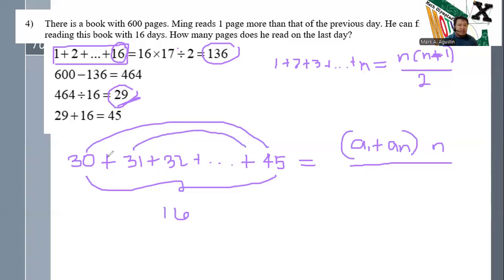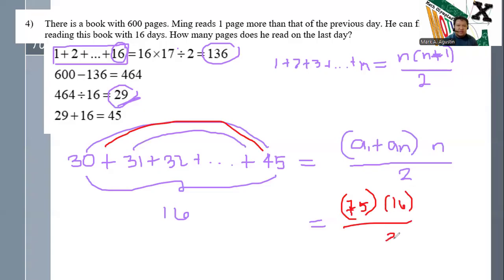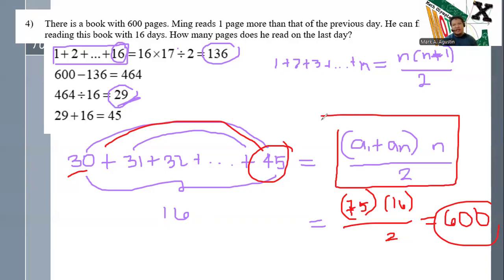So if you'll try to check, 31 plus 44, 30 plus 45 will give us over 2 for that one. So you'll be having a sum. 30 plus 45, that will become 75. Okay, 31 and 44, that's another 75, times 16 divided by 2. If you multiply that one, it will give us 600 pages. So it's correct. So meaning on the first day we'll have 30, on the last day is 45 pages. And that's the solution for that. You can also do it this way if you like. And that's the solution or the technique for this.